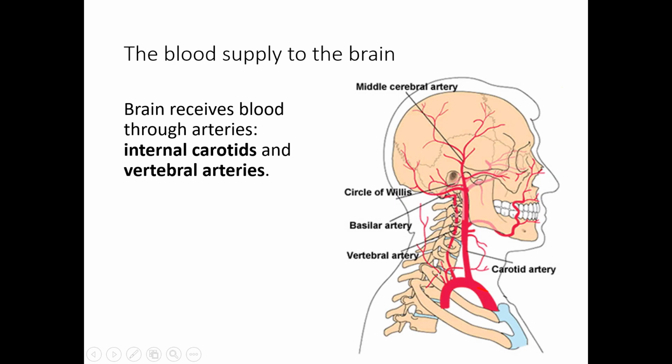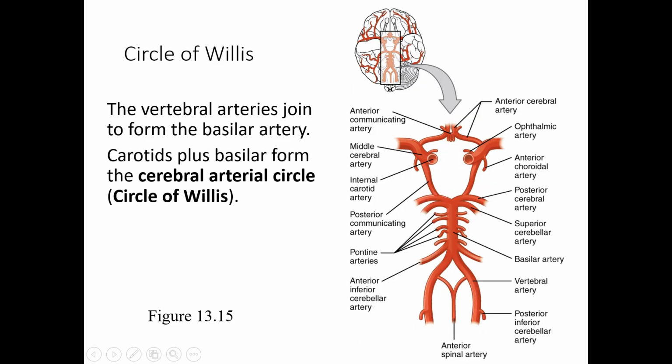Blood supply to the brain. There are 4 arteries that carry blood to the brain. The first one right here would be internal carotid artery. There is a right and left internal carotid arteries. And the second one would be vertebral artery. Also there is vertebral right and vertebral left arteries.